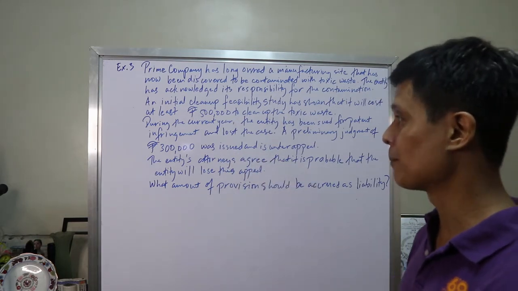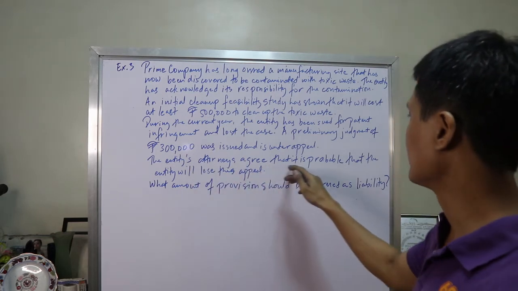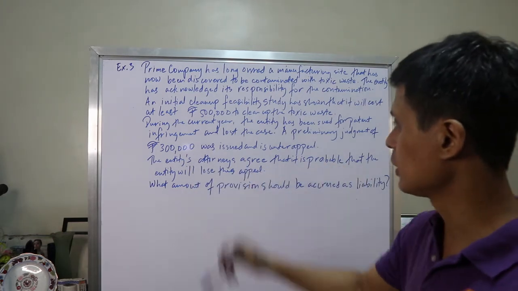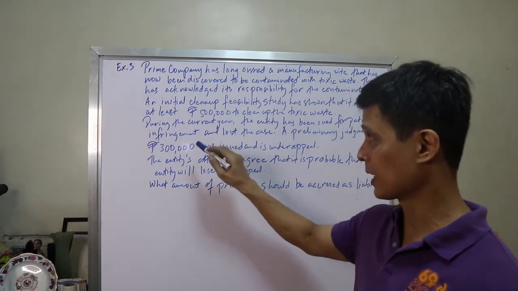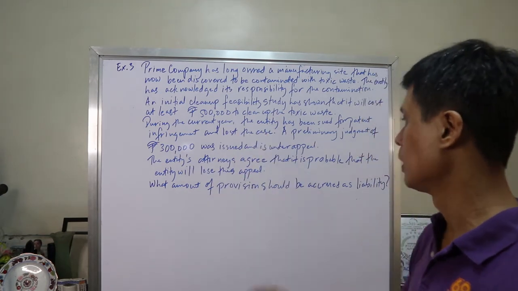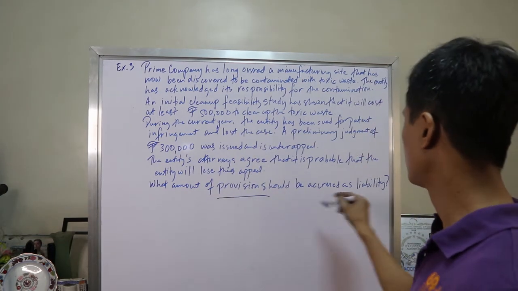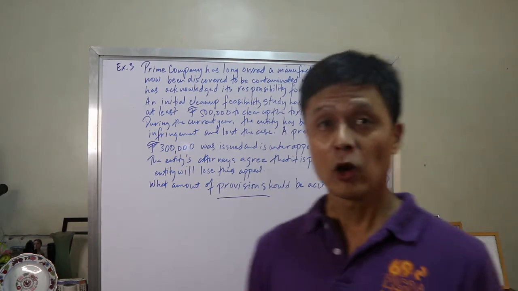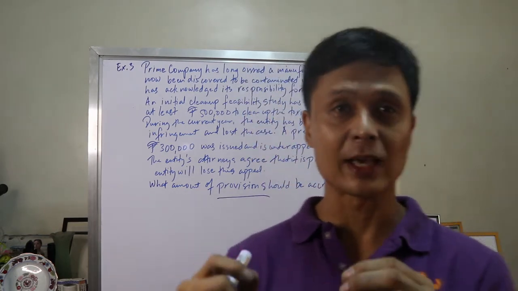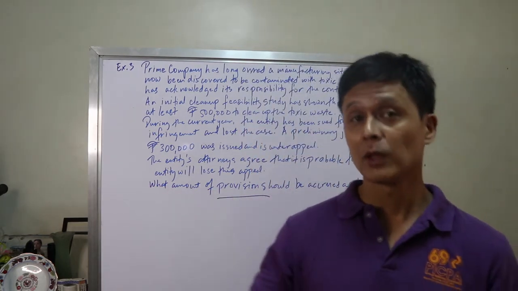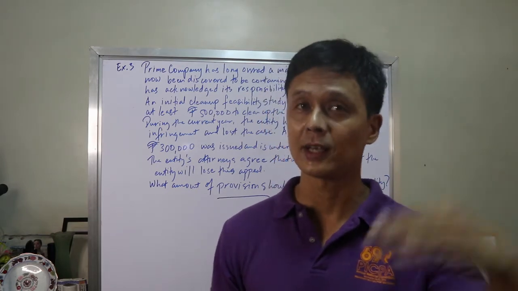So in-appeal ng company. The entity's attorneys agree that it is probable that the entity will lose this appeal. So malamang-lamang ito yung babayaran niya bukod pa dito. One amount of provision should be accrued as a liability. So all the elements of liability are present here para i-recognize siya or i-accrue siya as liability.